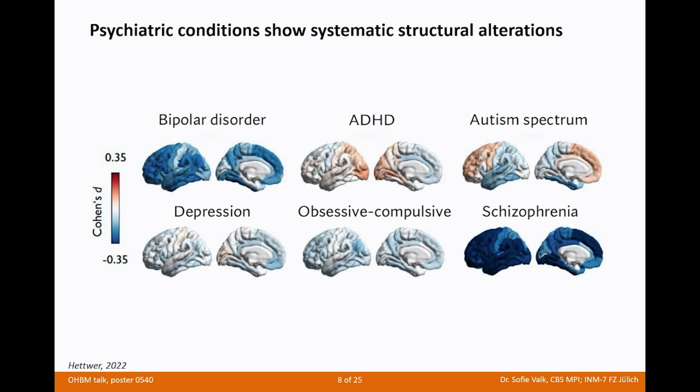Now going back to other work my group has done with Mackey Hettwer, who's also here in the audience: we showed that psychiatric conditions show systematic structural alterations. Here, each of these disorders, shown as ENIGMA average maps of Cohen's d, has different case-control patterns at the local level. Our question was, what if the impact of disorder is shared across disorders, across regions? So it's more of a disorder-like structural covariance pattern.